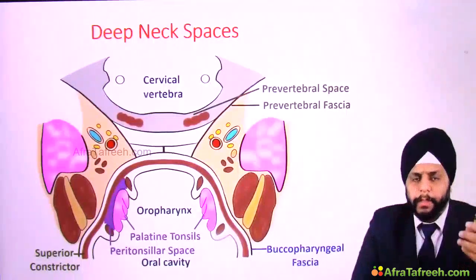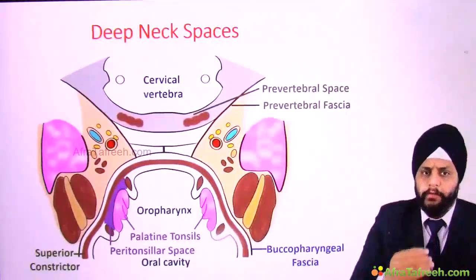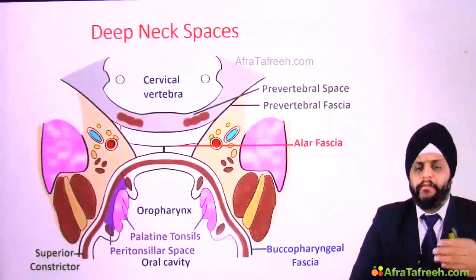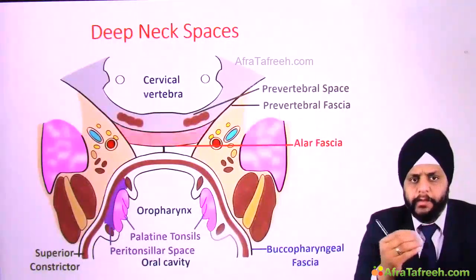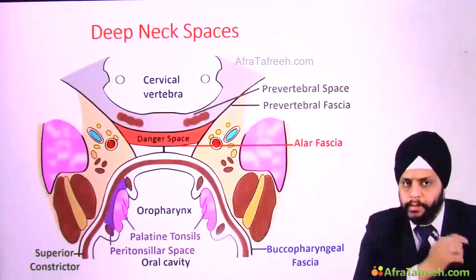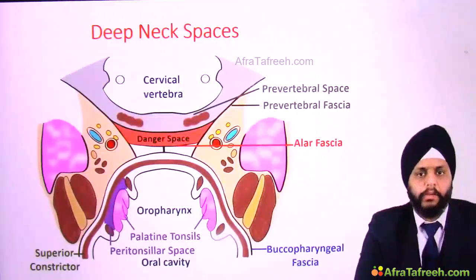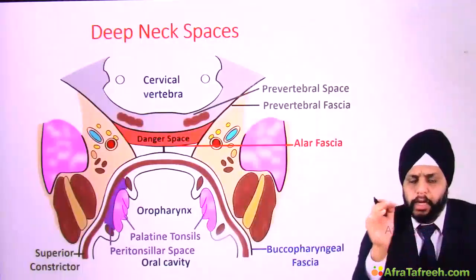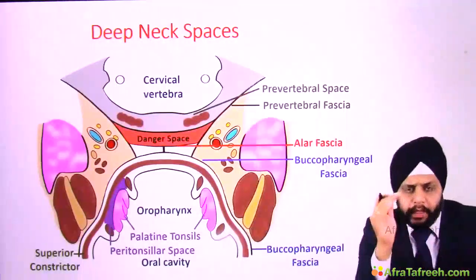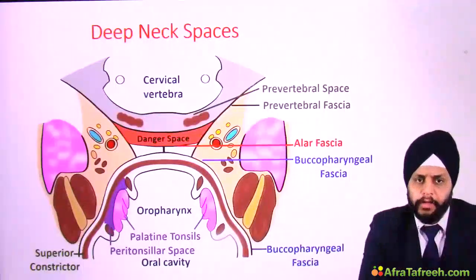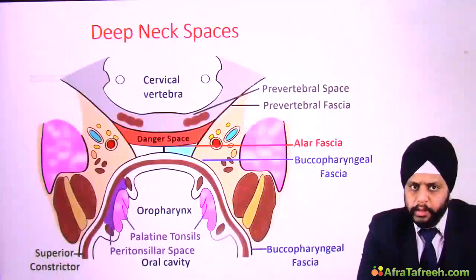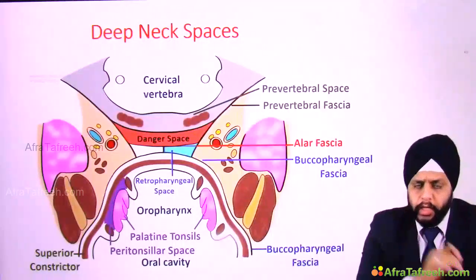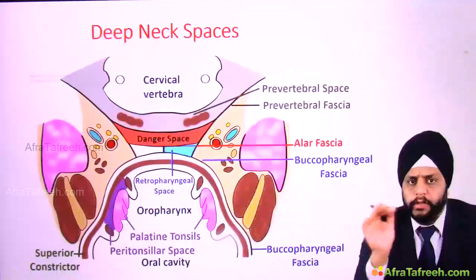Right? This we studied. Now, anterior to prevertebral fascia, we have the alar fascia. Remember, between the alar fascia and the prevertebral fascia, we have the space. This space is known as danger space. Right? Okay. Now, the buccopharyngeal fascia. Look at the buccopharyngeal fascia. Between the buccopharyngeal fascia and the alar fascia, there is a space. This space is known as retropharyngeal space. Okay, this space is known as retropharyngeal space.